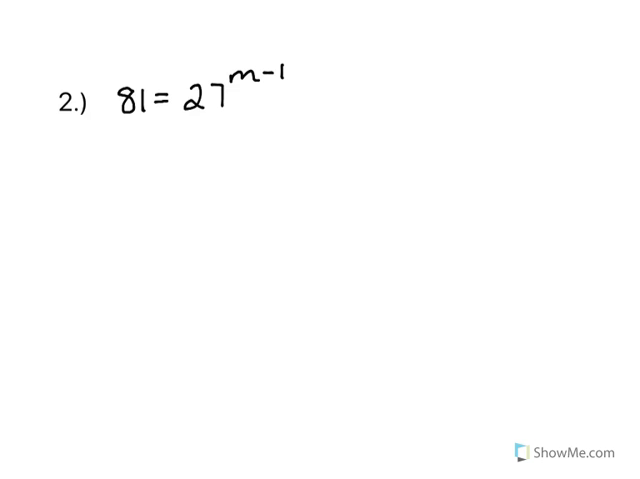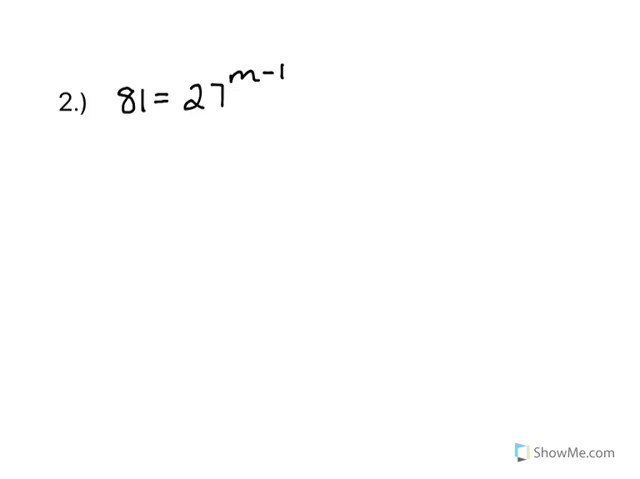Problem number 2. We have 81 is equal to 27 to the m minus 1 power. Now, I don't know how to make an 81 and a 27 match, so I need to change both of the bases in this case. We want to think about what's the smallest base we can possibly come up with. 81 could be 9 squared, but I can't write 27 as 9 to an exponent. That doesn't really work out. So 9 is not our best choice.